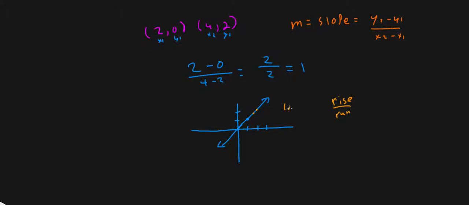So we know one point, which is (1, 1), and we also know that this line goes through the origin, which means it goes through (0, 0). So we know another point on the line, which is (0, 0). Now we can use the formula. We have 1 minus 0 over 1 minus 0, and that just becomes 1.